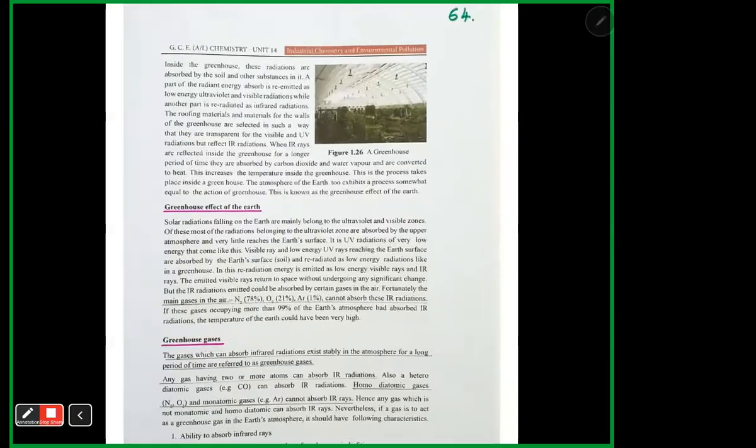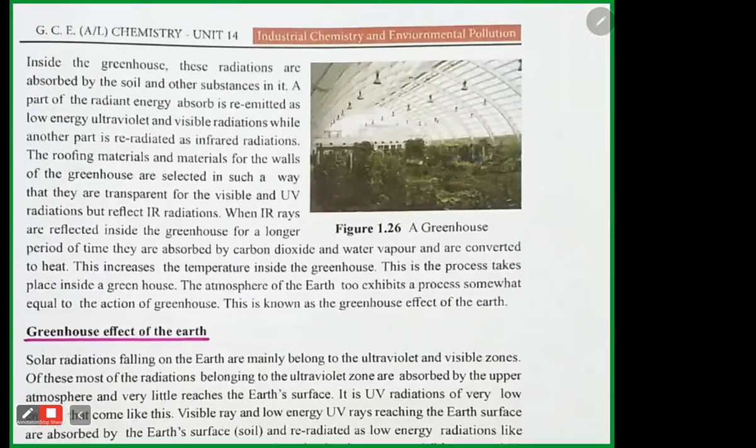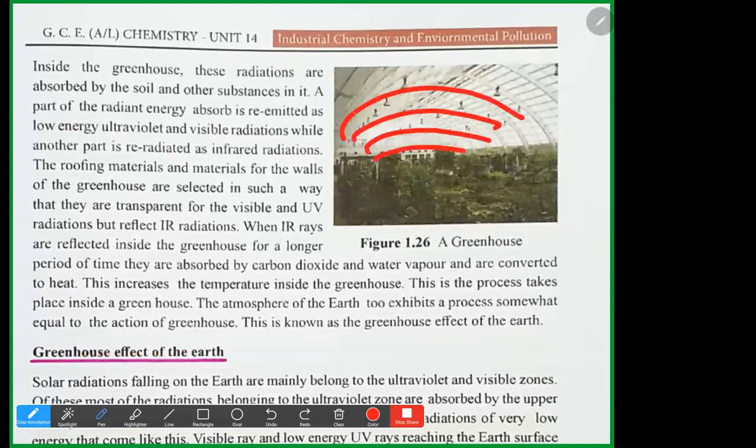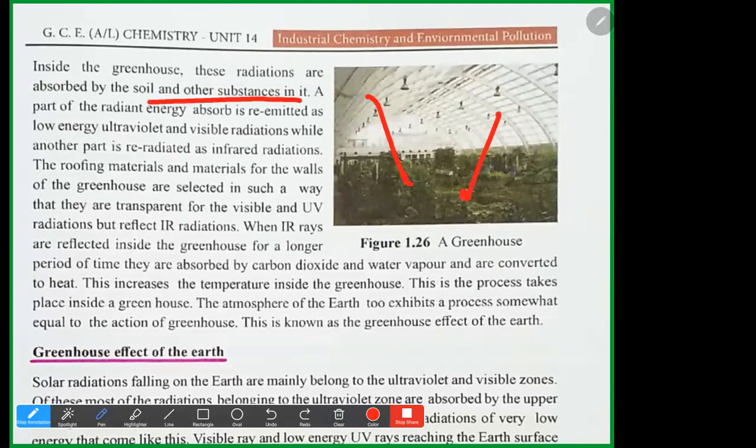Low energy UV are coming, okay? See, they are showing a greenhouse, it's a huge one. They are using these polycarbonate sheets, but in Sri Lanka, you know, we are poor, only some people can use these plastic sheets. Inside the greenhouse, these radiations are absorbed by the soil. So the radiations are coming in, absorbed by the soil and other substances in it.